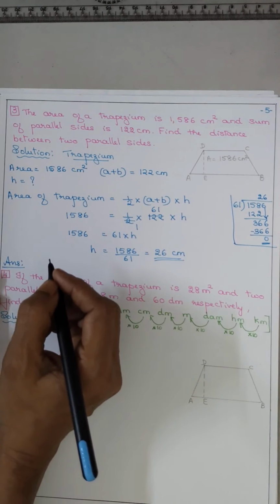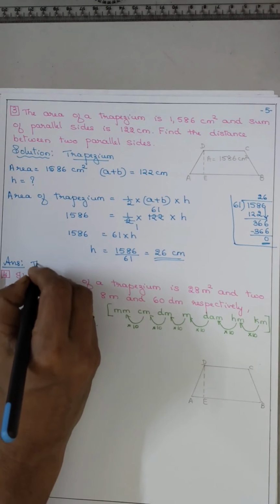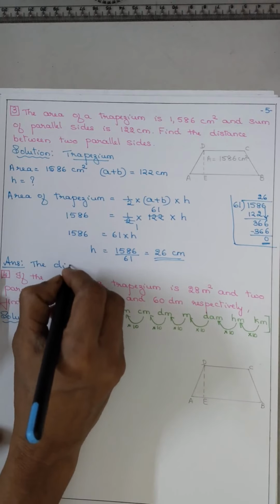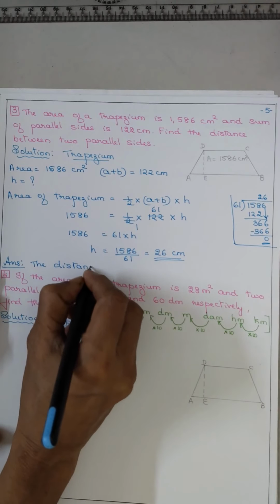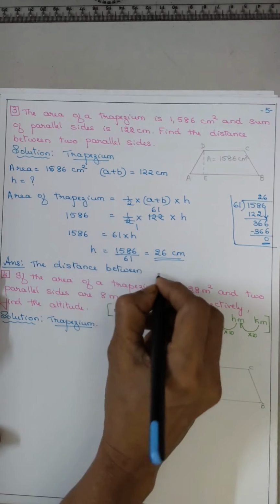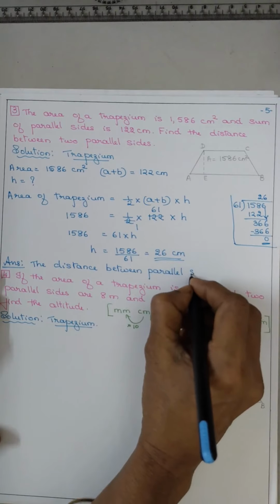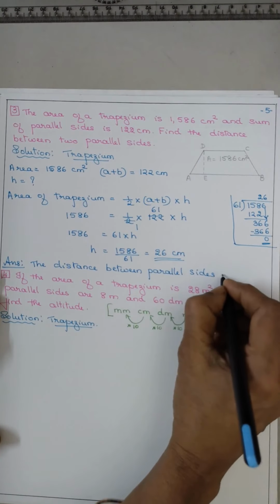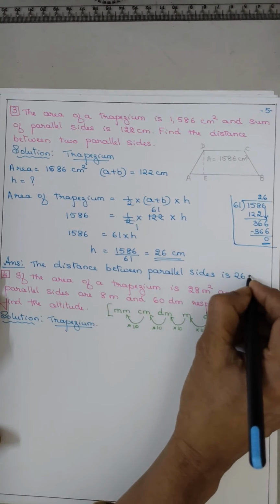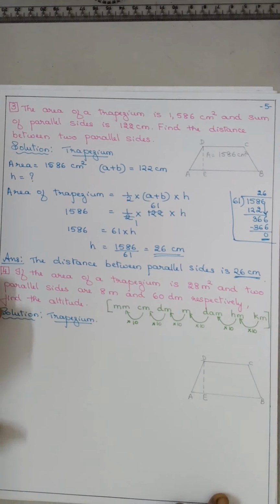Calculation, you have to be careful, that's all. Answer: the distance between the two parallel sides is 26 centimeter. Okay.